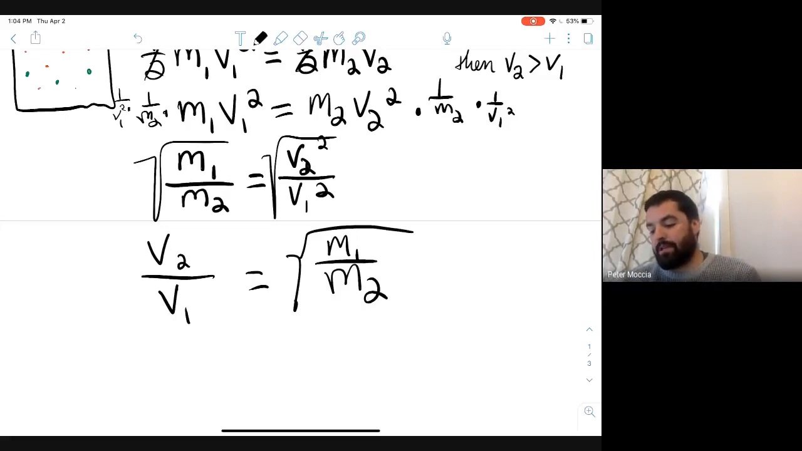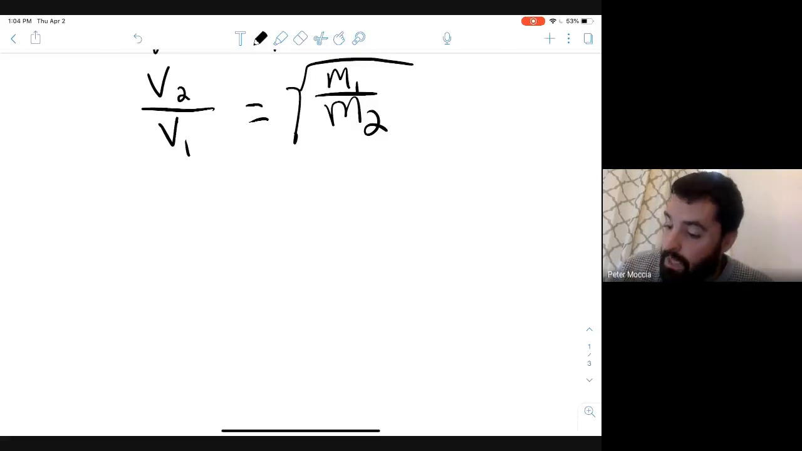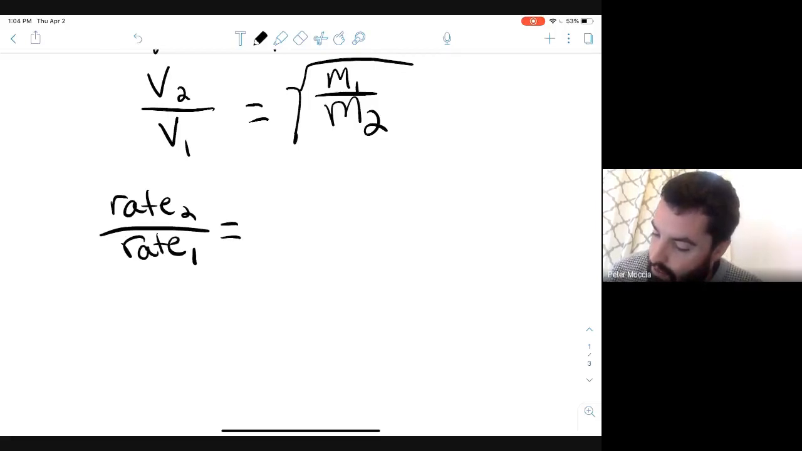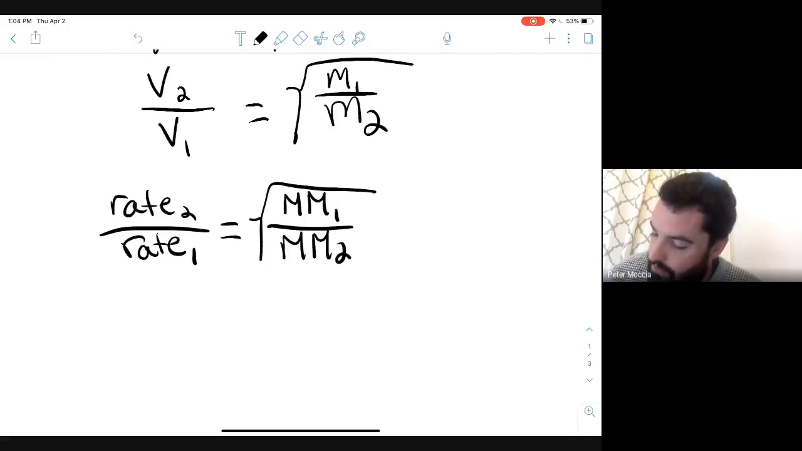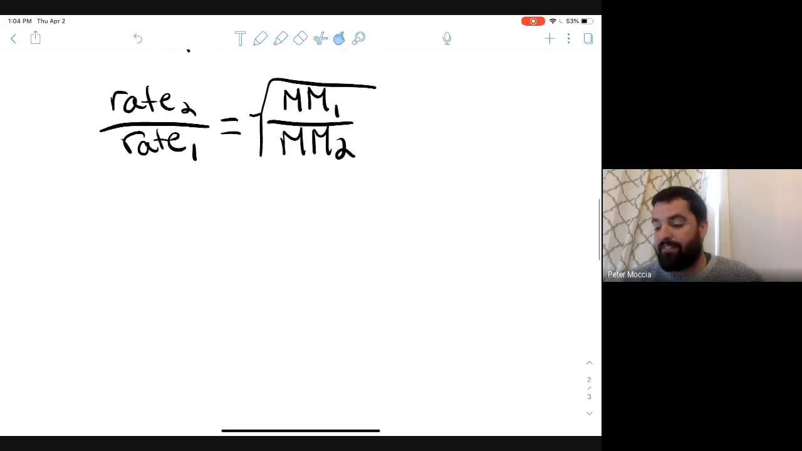And so this, we're going to write as v, which we said is directly proportional to the rates. So we're going to say rate 2 over rate 1 is equal to the square root of the molar mass of 1 over the molar mass of 2, since m is the molar mass. Okay, so that is Graham's Law of Effusion.